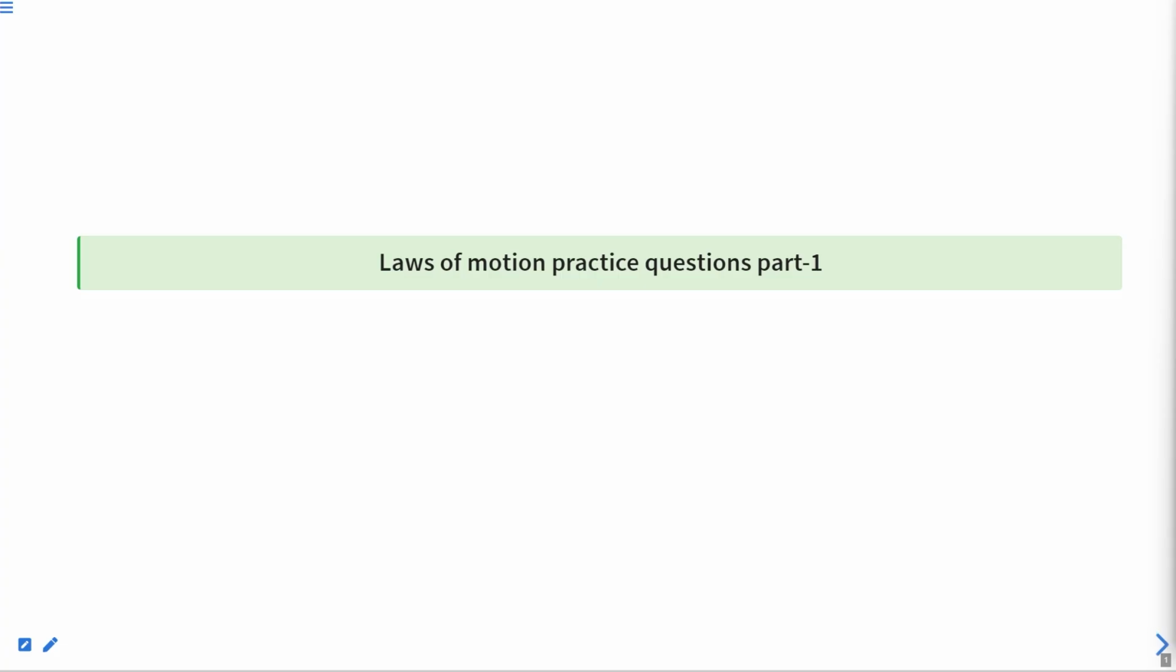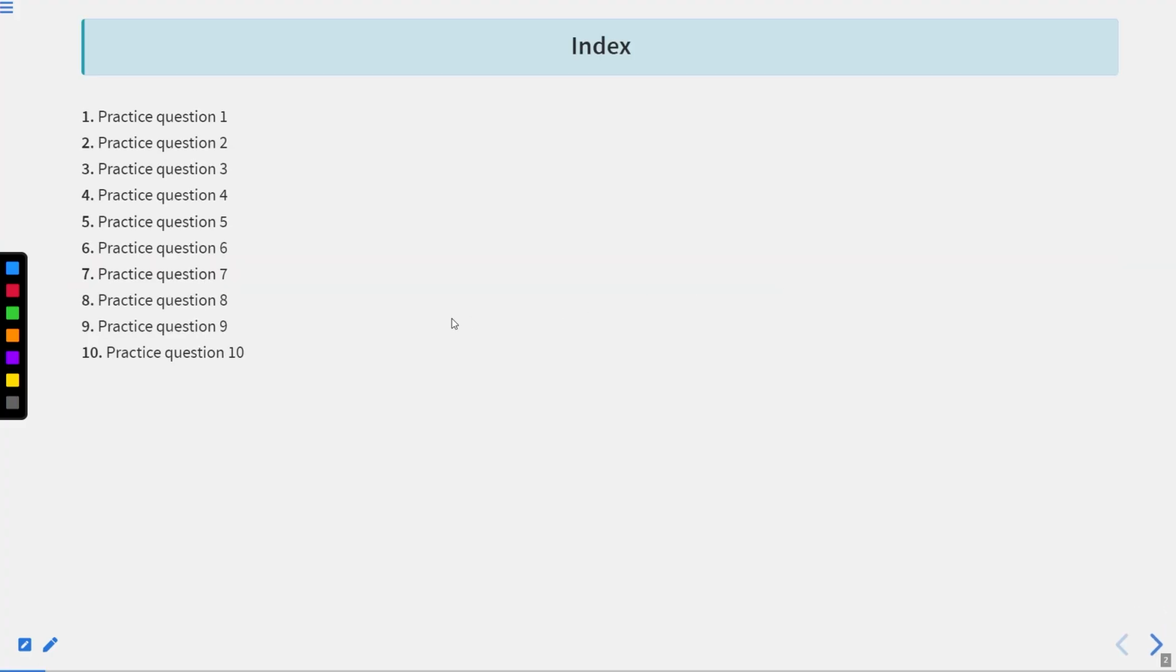Hello students, in today's lecture we will solve practice questions based on laws of motion, part 1. In today's lecture we will solve 10 practice questions.